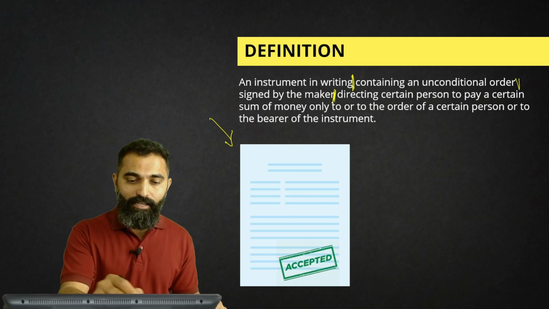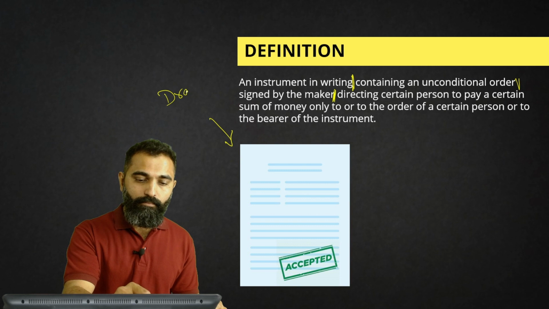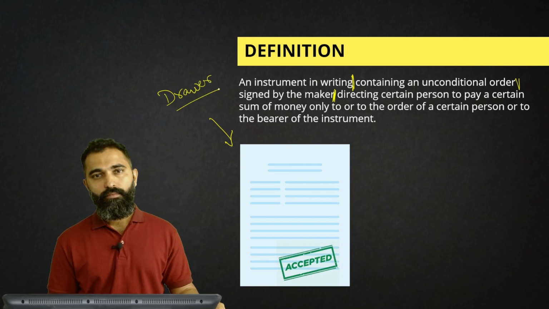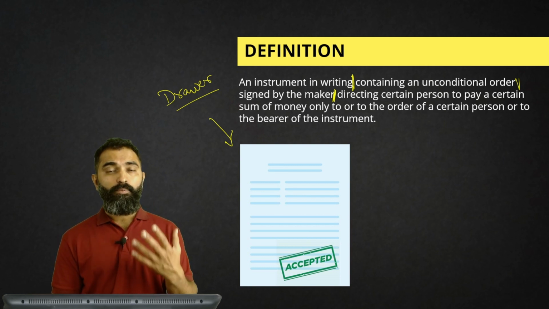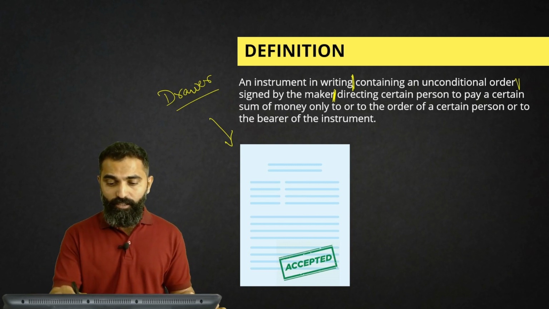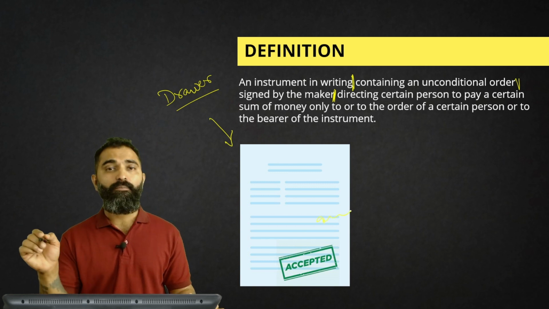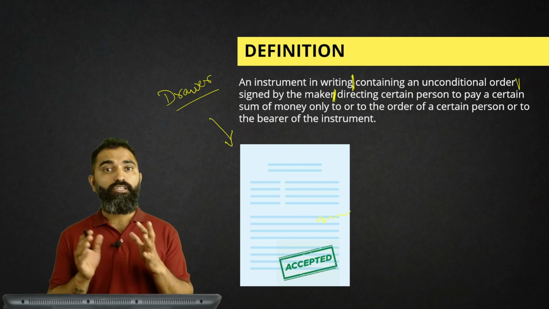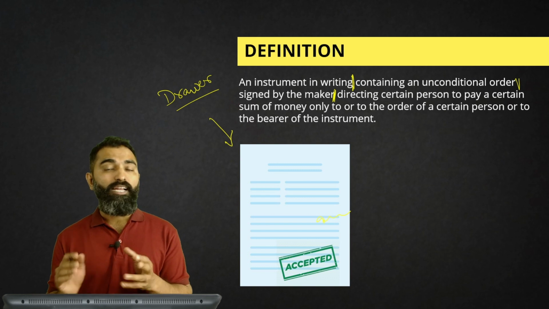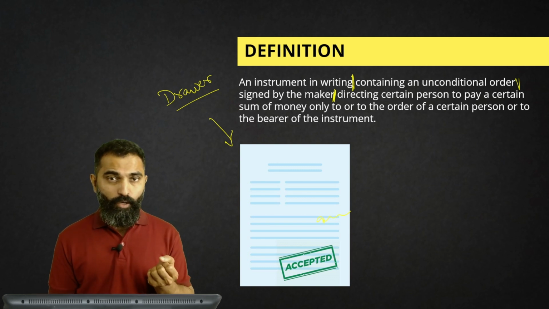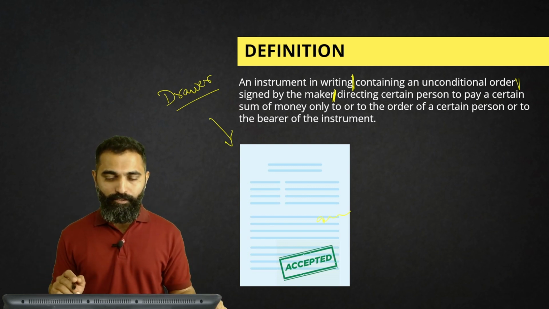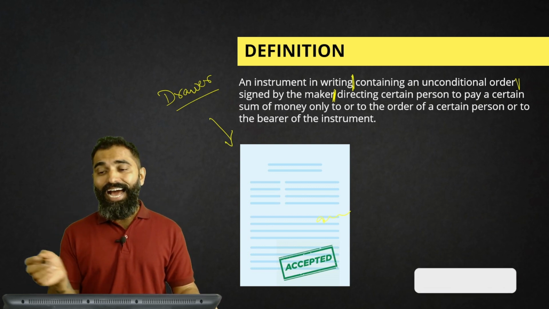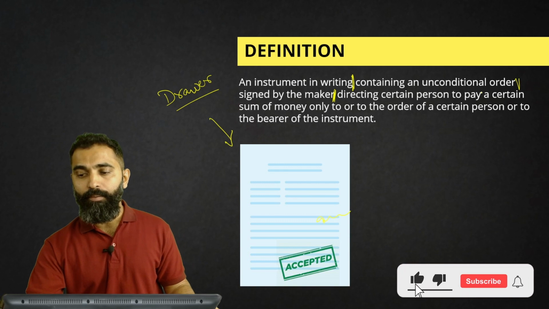So the maker here is the drawer. The first party of the bill, the person who draws the bill. जिस बंदे ने bill of exchange बनाया, जो इधर the person who will sign here, that person is called the drawer. No connection with your showcase or your cupboard. Drawer, because it is drawn by that person. Directing certain person to pay.